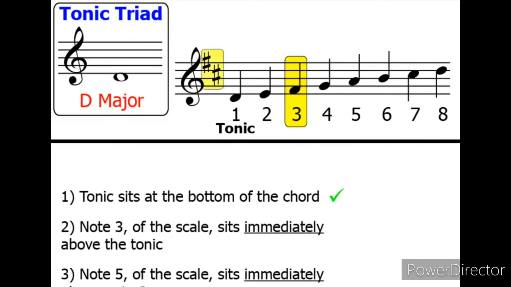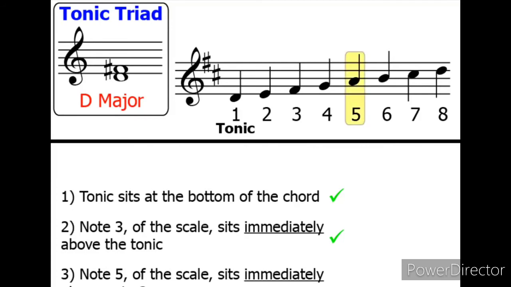Now don't forget to keep one eye on the key signature. Lots of students forget to do this and as a result would pop an F rather than an F sharp into their tonic triad. Let's add the F sharp to our tonic triad, ensuring it sits immediately on top of the tonic. Step 2 of our instructions complete.